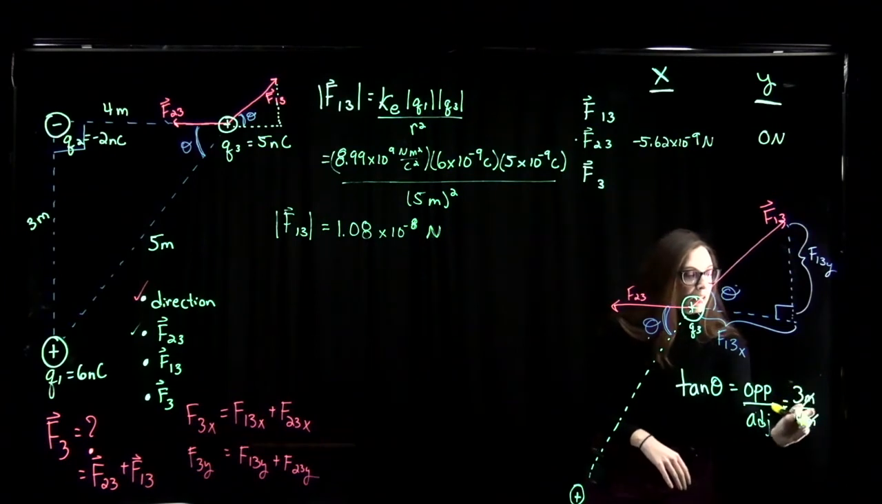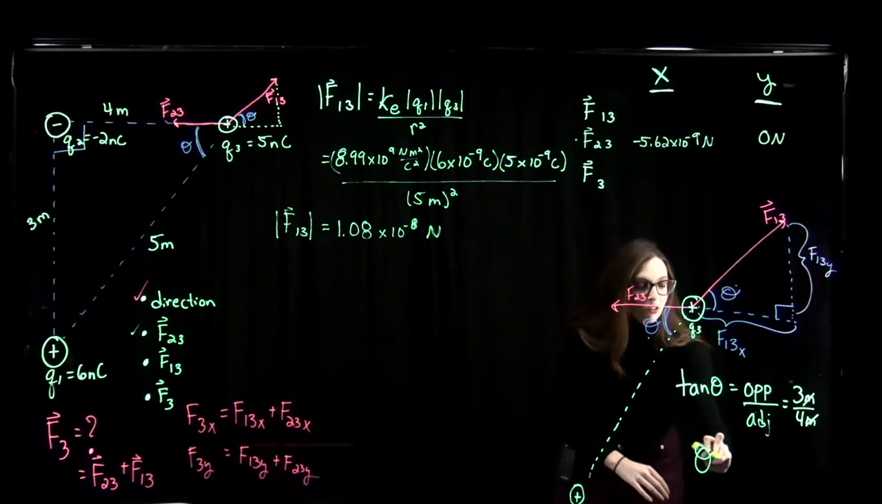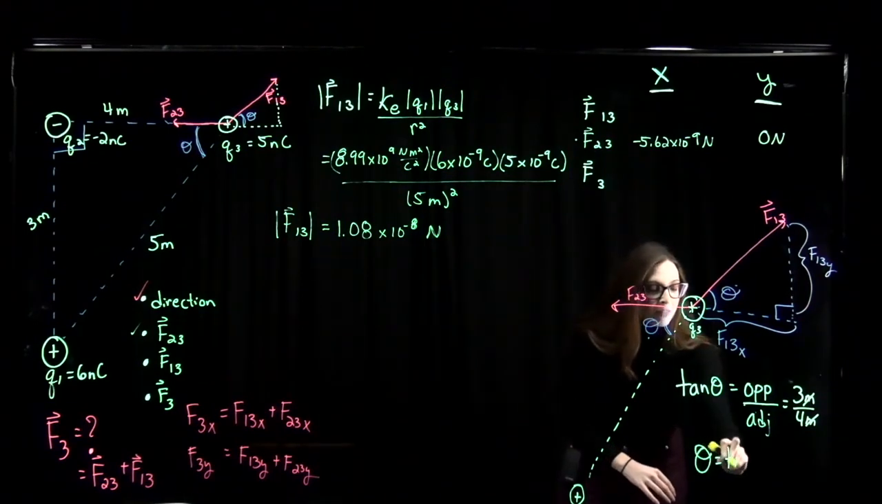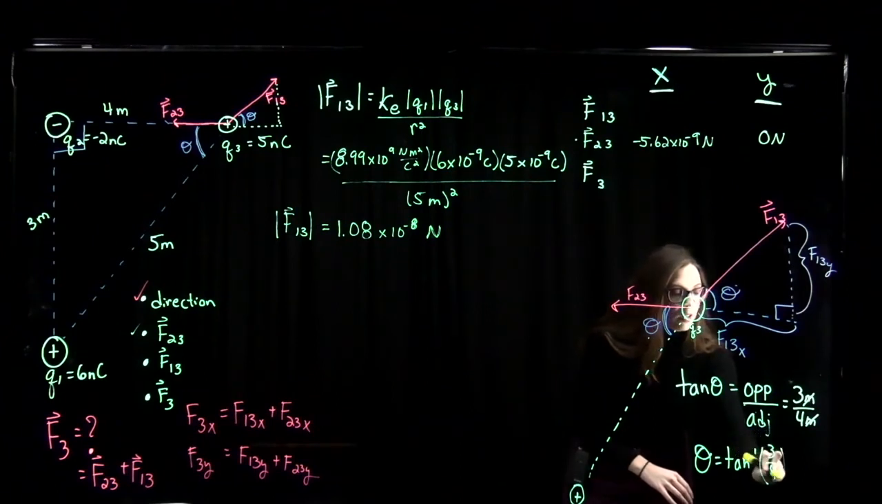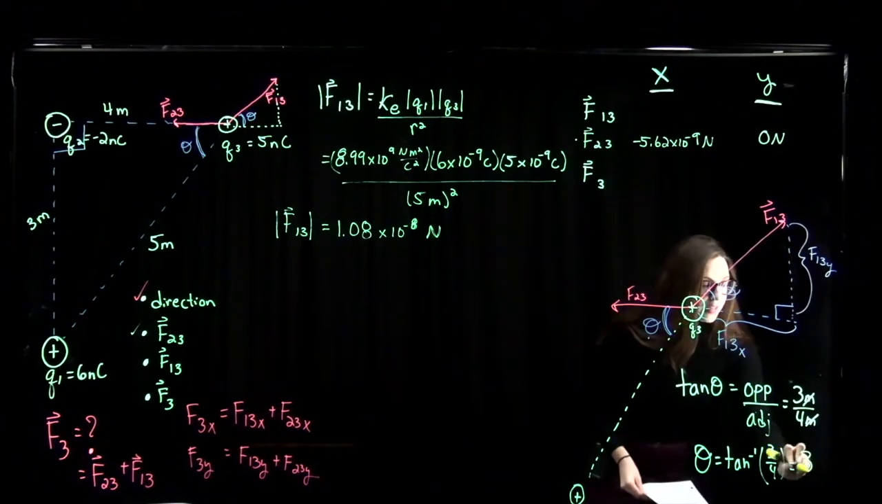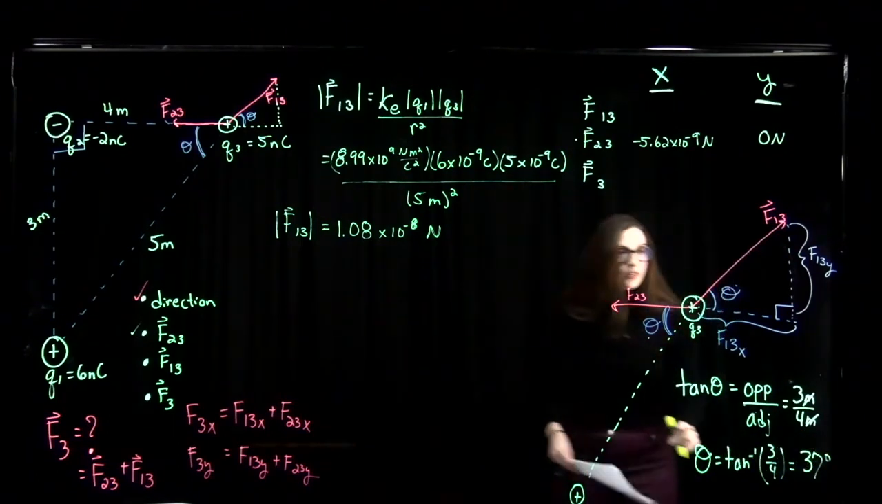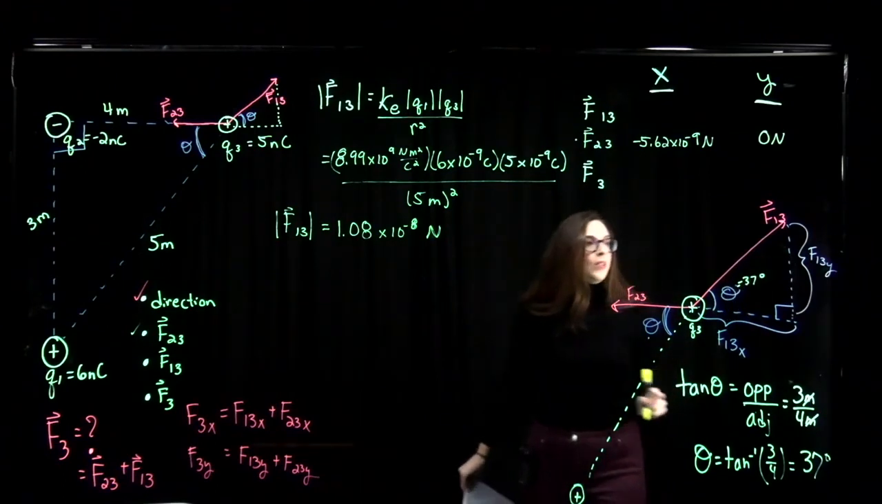And the meters cancel. And to get theta by itself, we have to take the inverse tangent of both sides. So theta is the inverse tangent of 3 over 4. And that gives us an angle of, we'll call that 37 degrees. Okay. This angle here is 37 degrees.